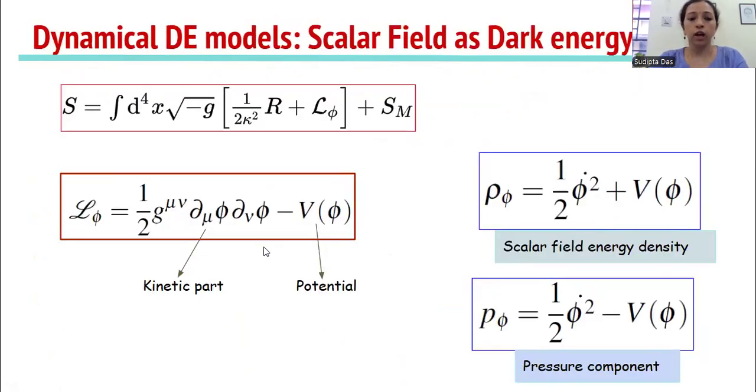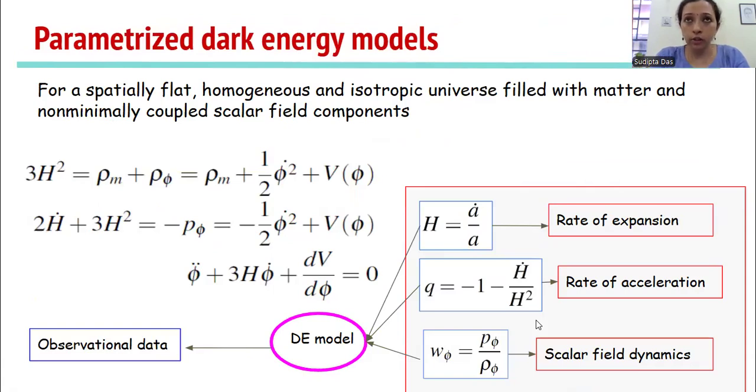So if we consider that the scalar field is our dark energy component, then the Lagrangian for the scalar field is composed of the kinetic part and the potential part, and from that one can obtain the energy density for the scalar field by this one, and the pressure component for the scalar field, this one.